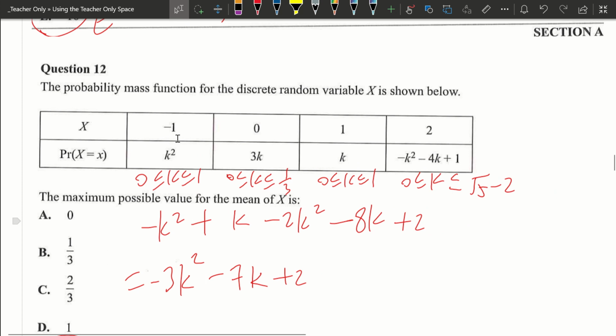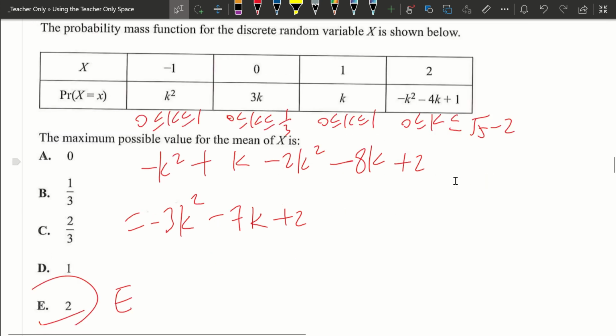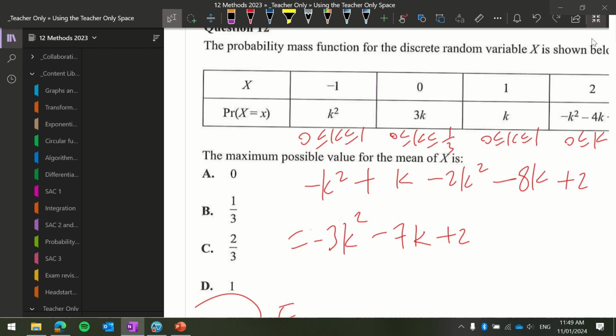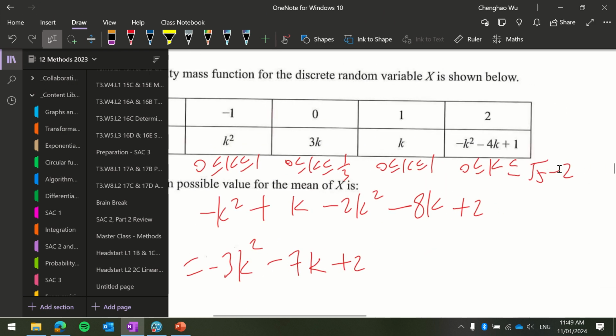K squared is between 0 and 1, which means k is between 0 and 1. 3k is between 0 and 1, which means from this, 3k being between 0 and 1, I get k between 0 and 1/3, and so on and so on. And from this, I should have turned √5 minus 2 into a decimal. √5 minus 2.